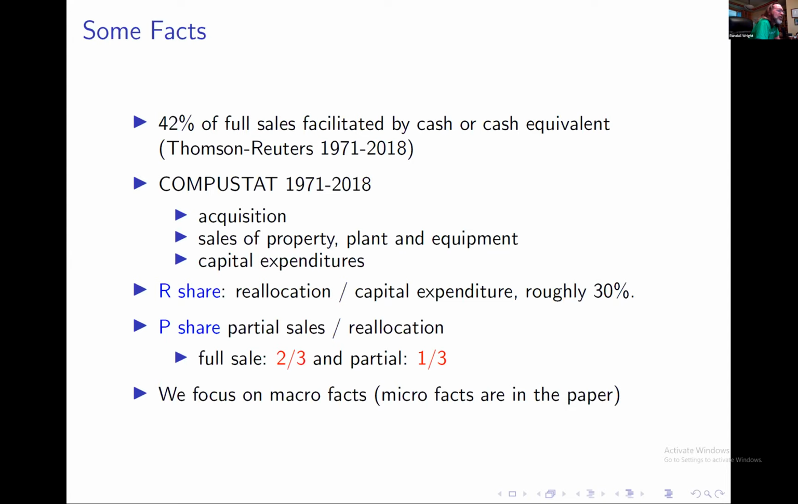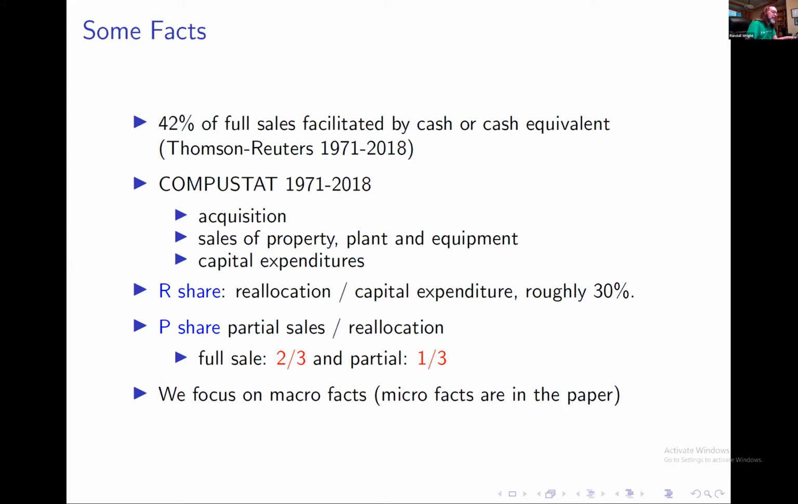So just quickly looking at some data, we have Compustat data for quite a large sample. It gives information on full sales or acquisitions and then partial sales, where one firm is buying part of the capital, and total capital expenditures. This is based on some of Wei's earlier work. Two variables we're going to focus on are the R share and the P share. The former is reallocation over total capital expenditure, which, as I said, is a third, so say 30%. And the P share is the fraction of partial sales over reallocation. So full sales constitute two thirds and partial one third.